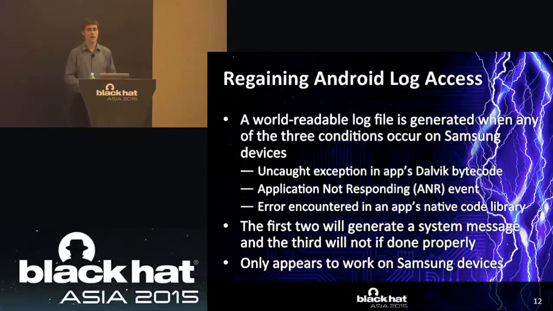The last is if your application has a native code library and some sort of error is encountered in the native code library, this will also generate a world readable log file. And the first 2 will actually generate a system message indicating to the user that something has happened. And the third one will not, if done properly.